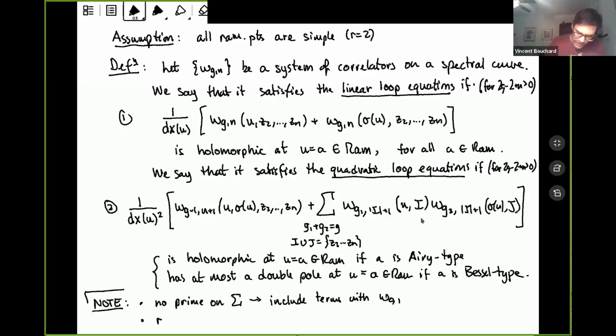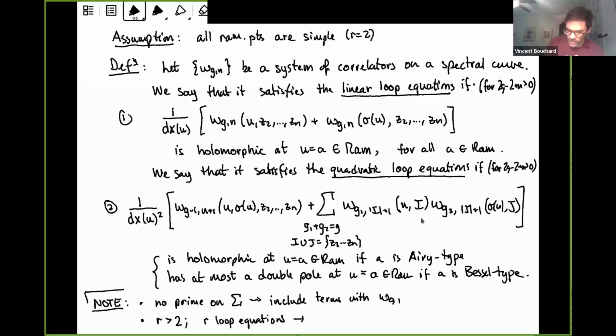And the other remark here is that if you look at the case r greater than 2, which I will not do, you will have more equations. So we only have linear and quadratic because we stop at r equals 2. But if you had r equals 3, say, you would get linear loop equations, quadratic loop equations, and cubic loop equations, which would look similar, but one level deeper in the recursive structure here. In general, you're going to get basically r different loop equations: linear, quadratic, cubic, and so on.